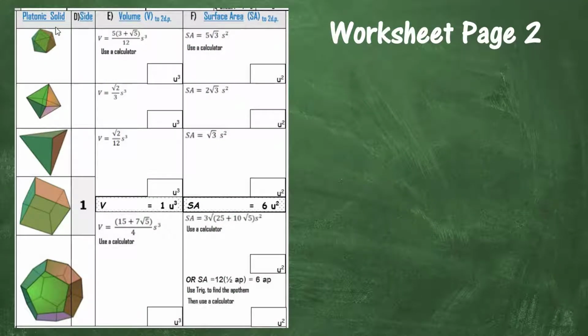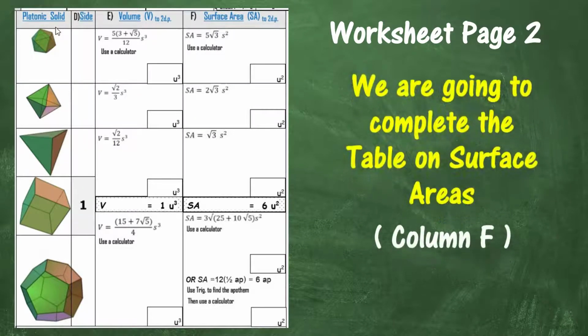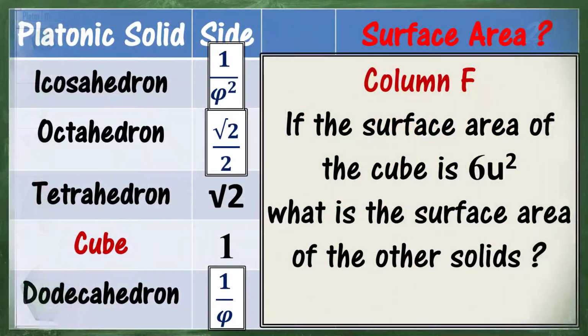This is the final area of the worksheet on page 2, the surface areas, which is column F. Remember, we've assumed that the side of the cube is 1, and that means that the surface area of the cube is 6 square units.